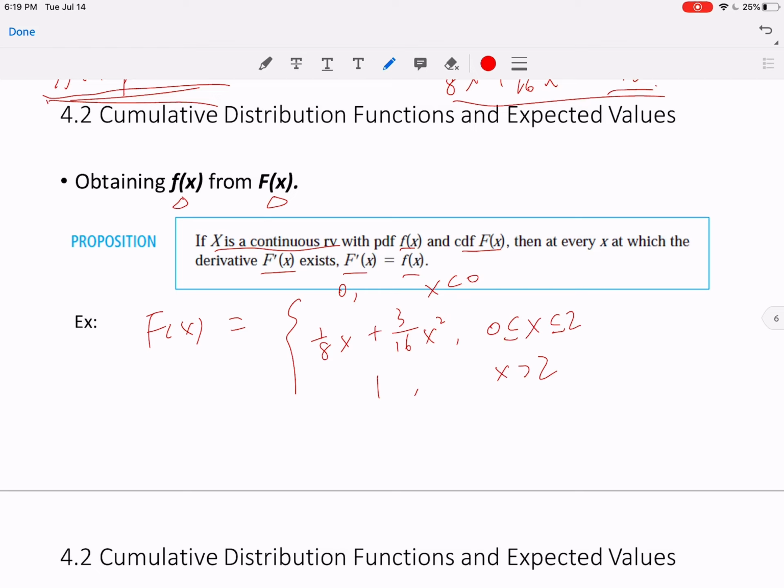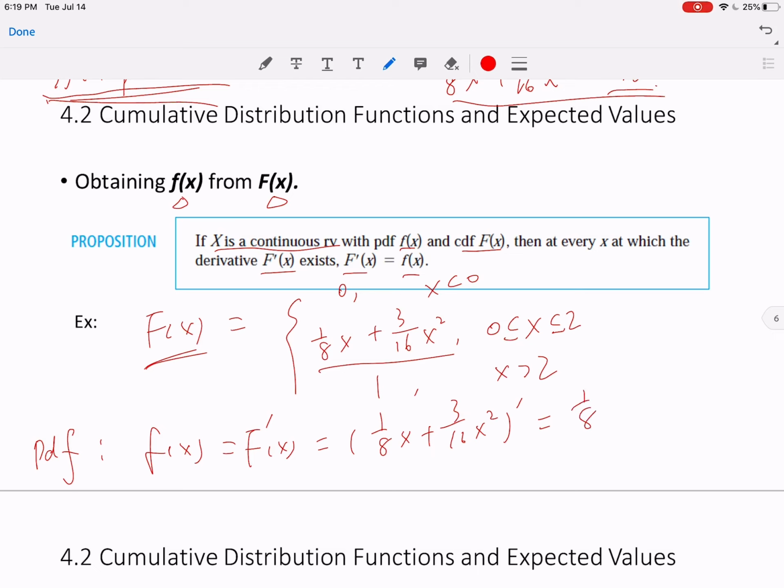So if I gave you a CDF of the random variable like this, I want to find the PDF f of x. So based on the proposition here, we know little f of x is equal to the first derivative of the CDF, which is the derivative of this thing here: 1 over 8x plus 3 over 16x squared. Derivative of that. So what do we need to do here? Just apply the power rule, which is 1 over 8 plus 3 over 8x.